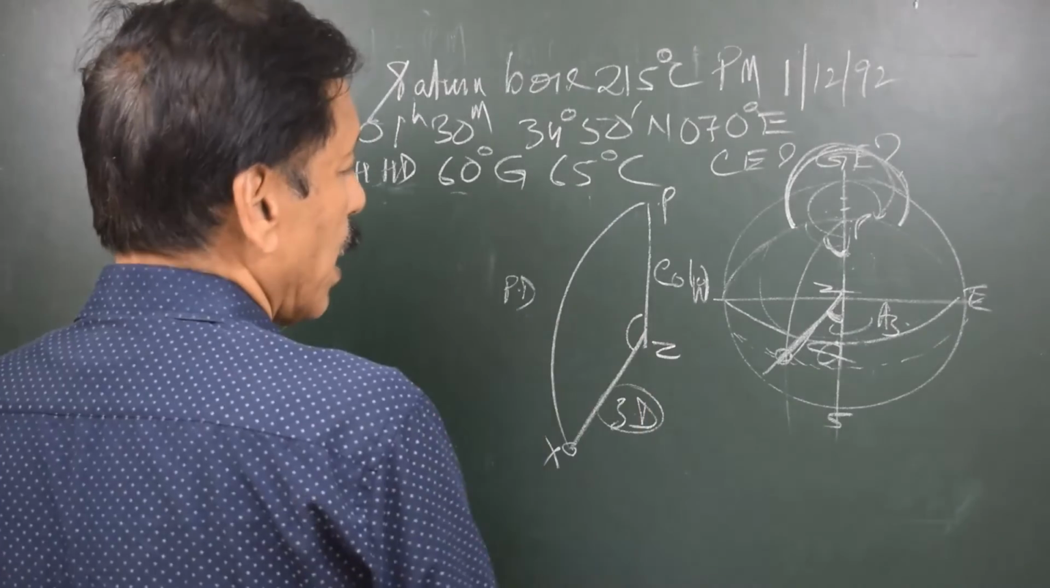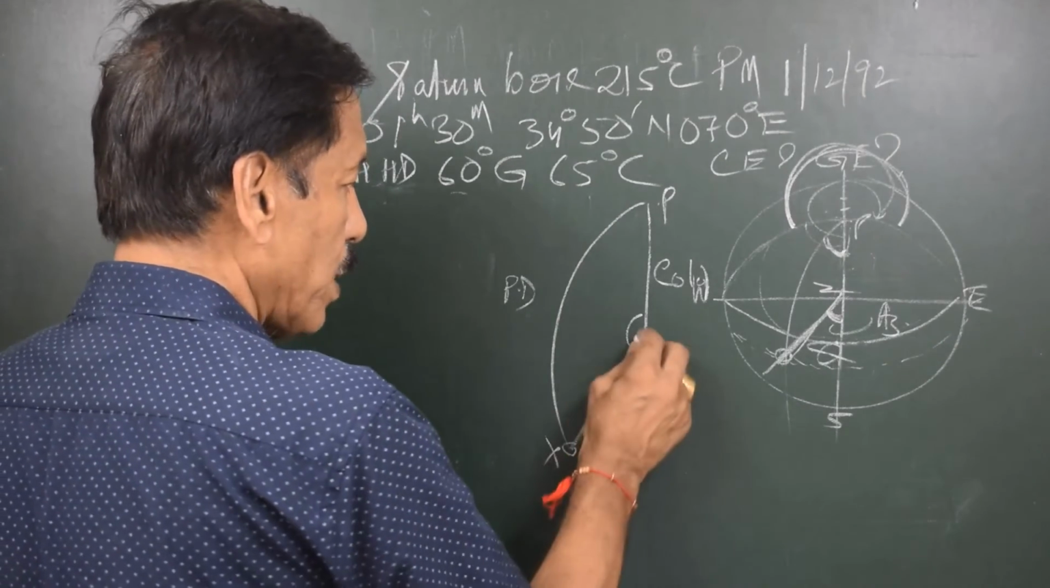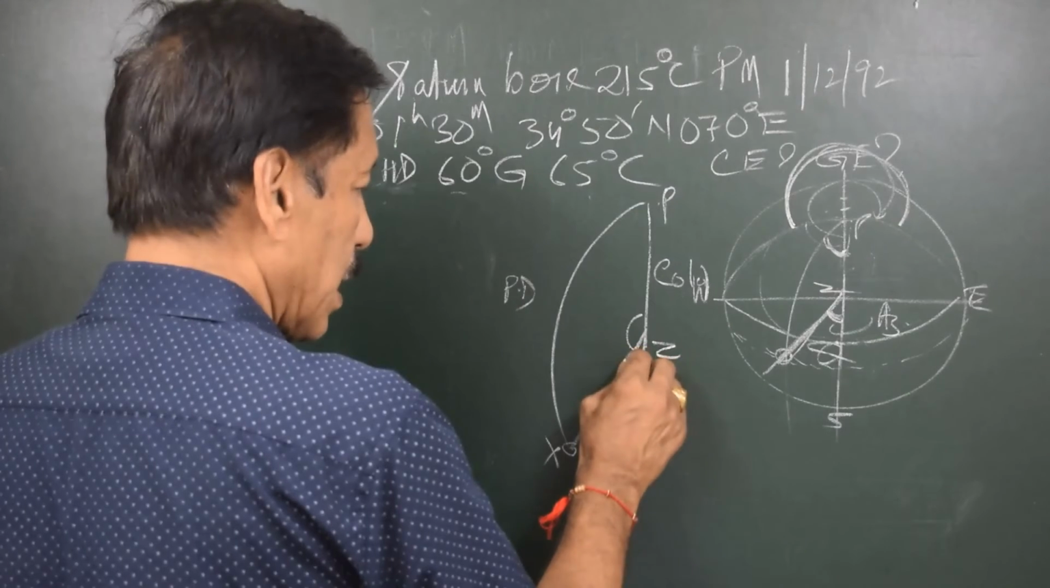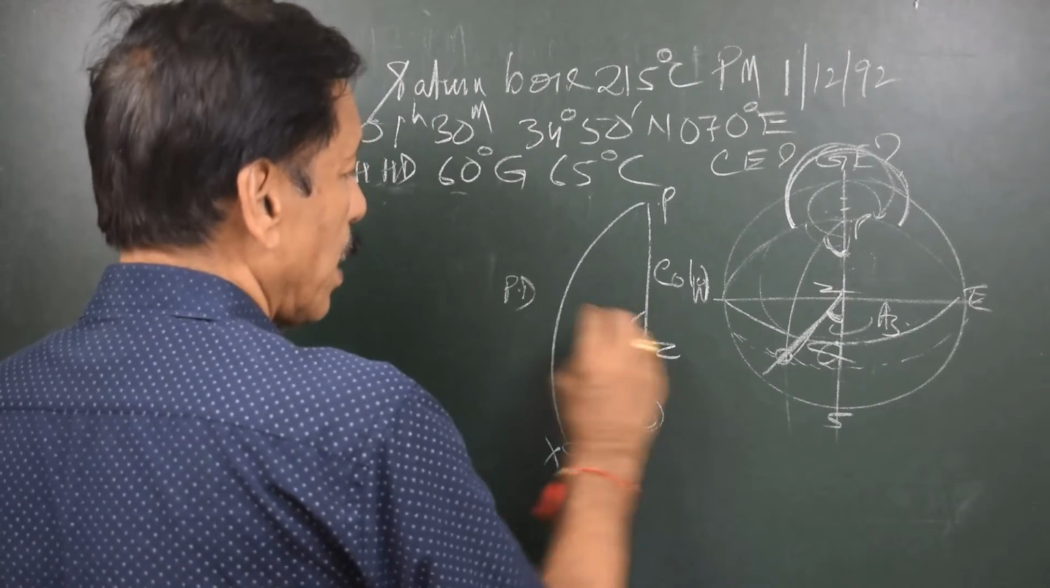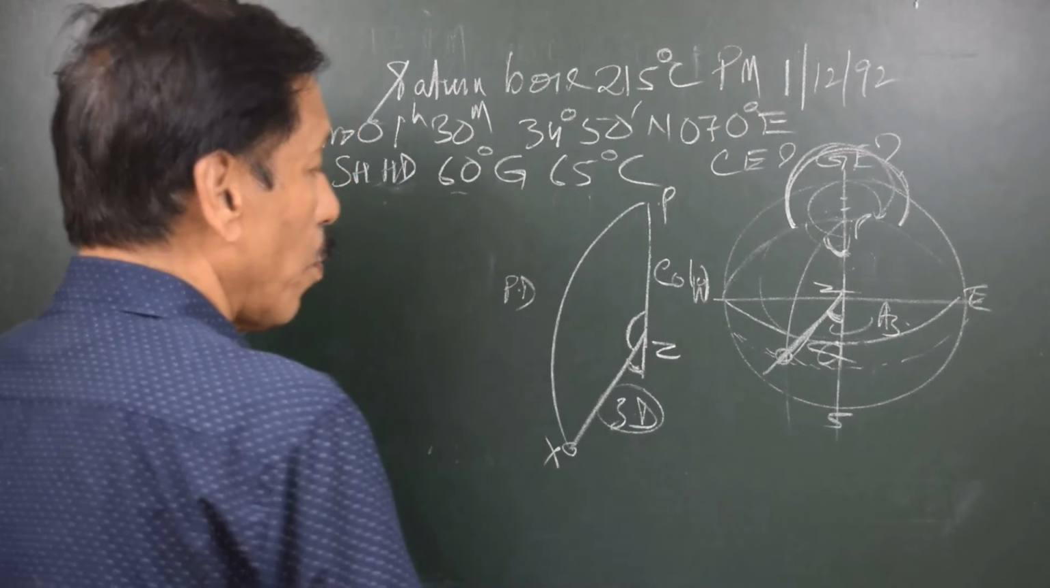This angle is the internal angle Z. Okay, we may say that the azimuth technically is this angle, but this is the internal angle Z, and we need to find this out.